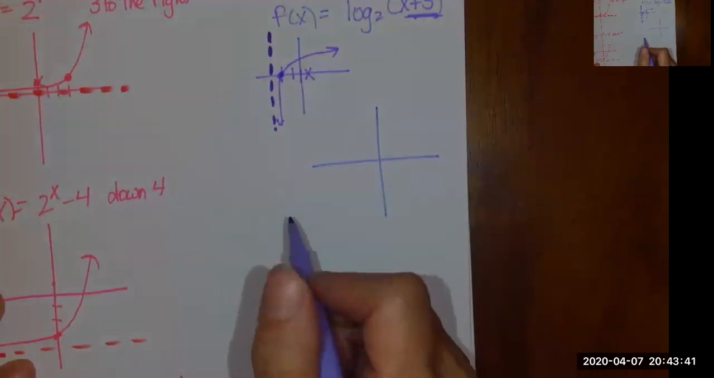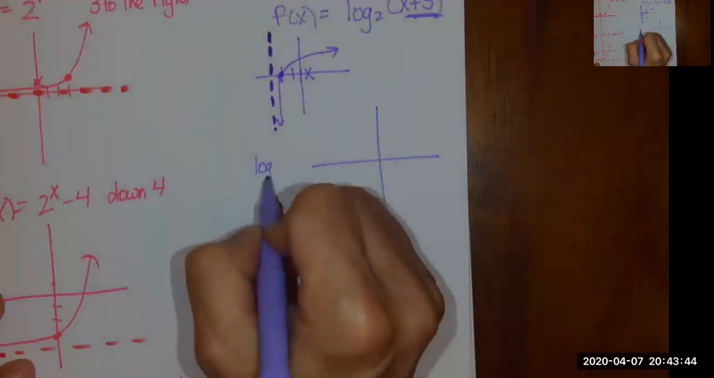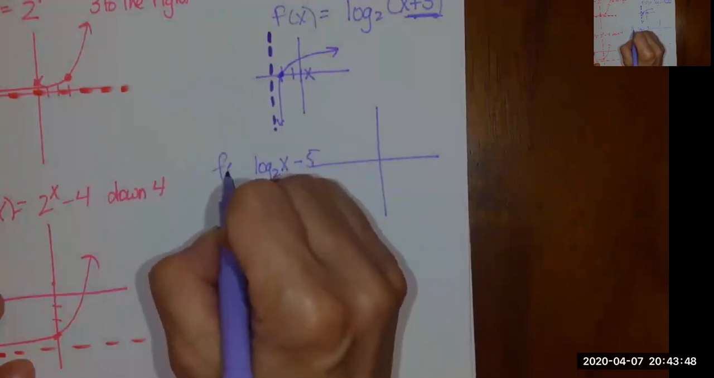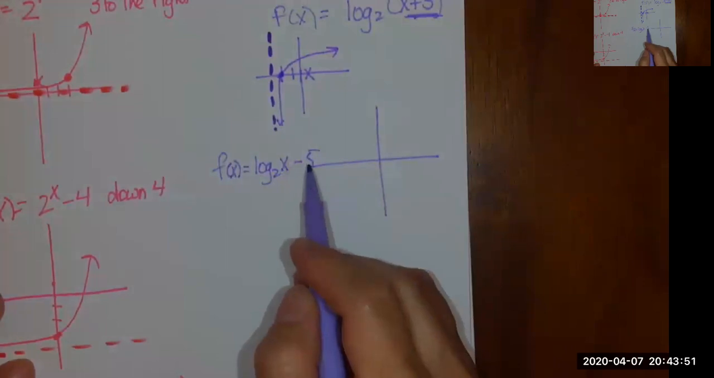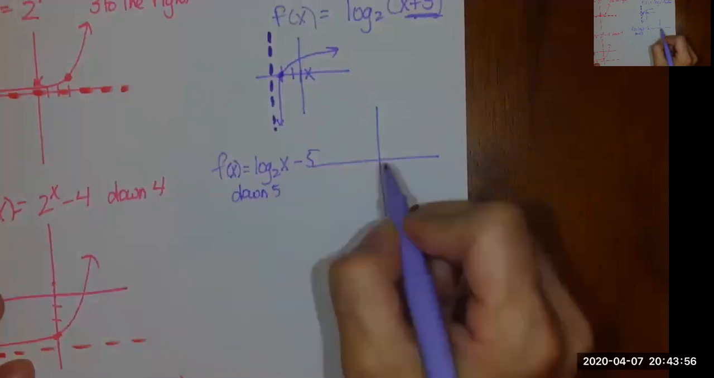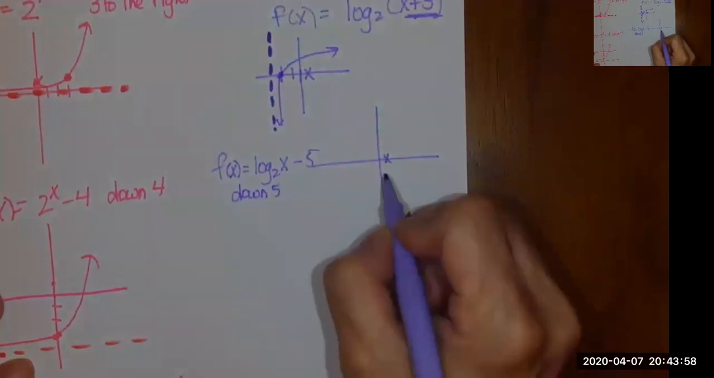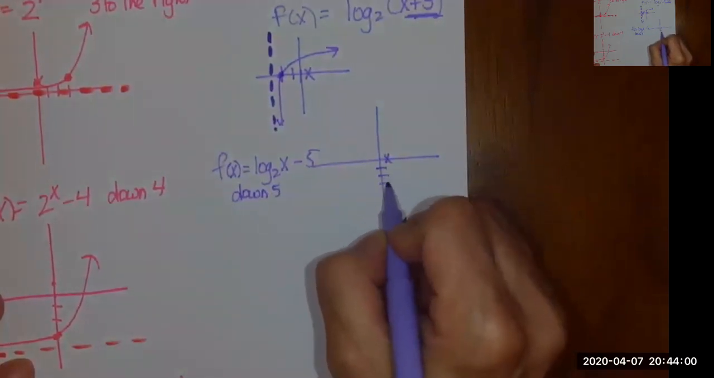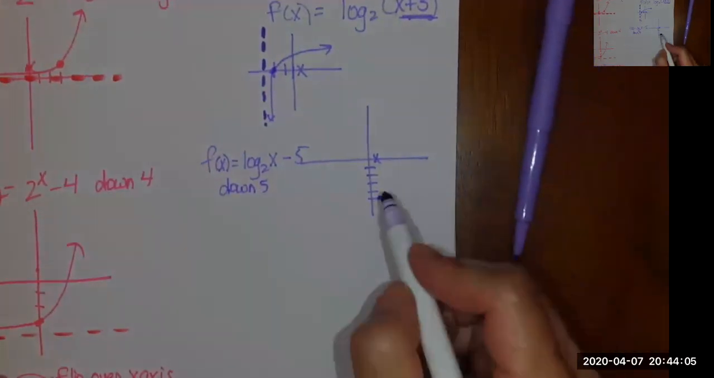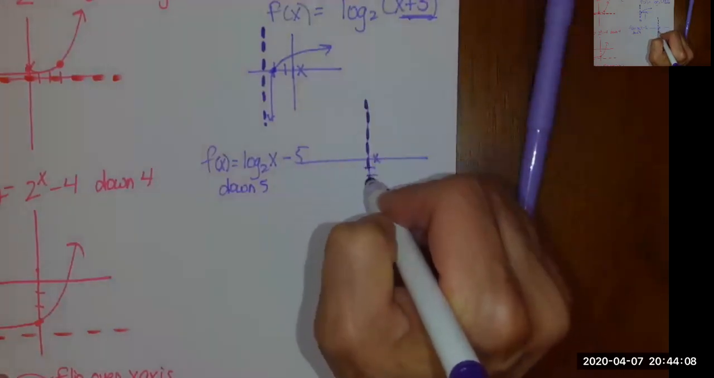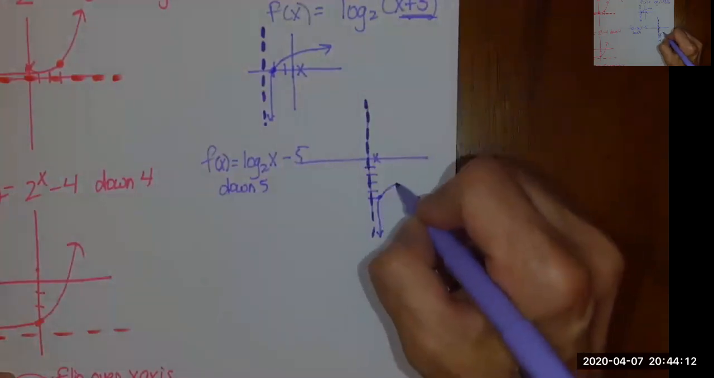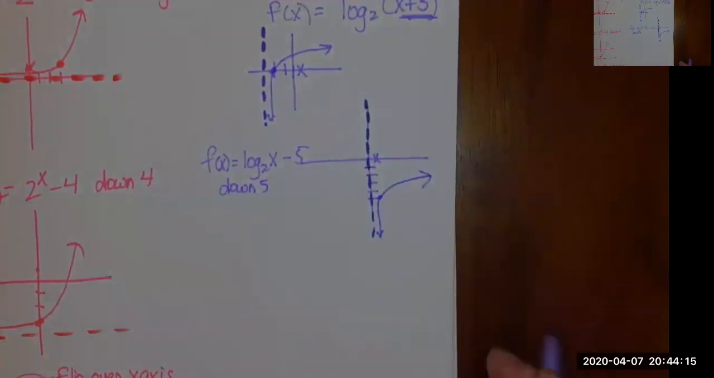So what if we did log 2 x minus 5? Now you notice this 5 is not in parentheses, so this is down 5. So I should be starting right there, but I'm going to go down 1, 2, 3, 4, 5, and I'm going to start there. Right? Again, 1 to the side before is going to be your asymptote, and then right here. Okay?